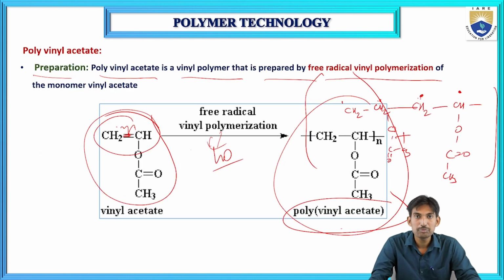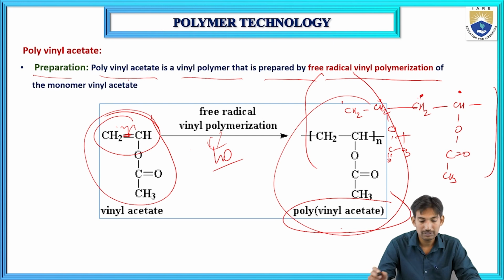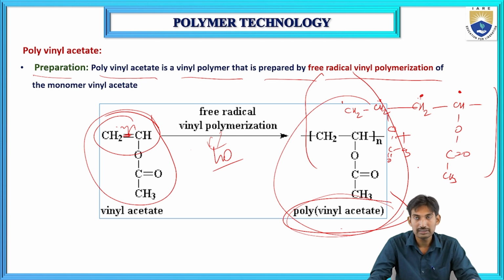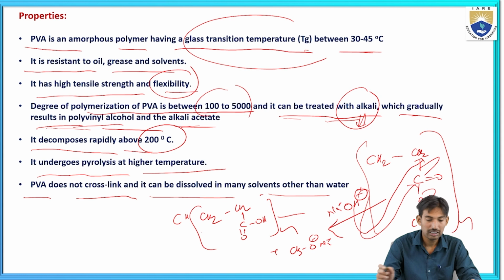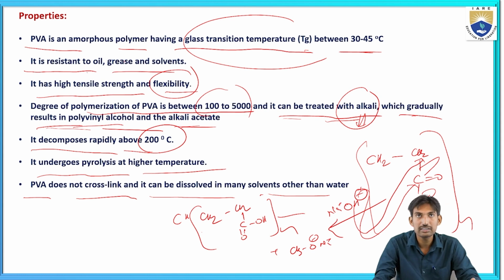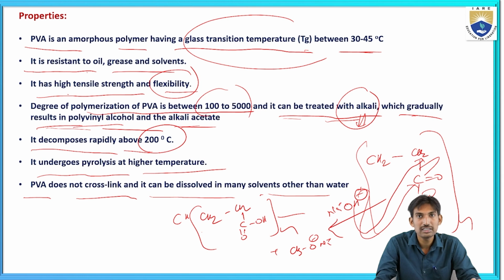The second example of a biodegradable polymer is polyvinyl acetate. How can we prepare polyvinyl acetate? The monomer, vinyl acetate, undergoes free radical vinyl polymerization and forms polyvinyl acetate. The properties of polyvinyl acetate: it has a glass transition temperature between 30 and 45 degrees centigrade, and it is resistant to oil, grease as well as solvent. It has high tensile strength and flexibility.